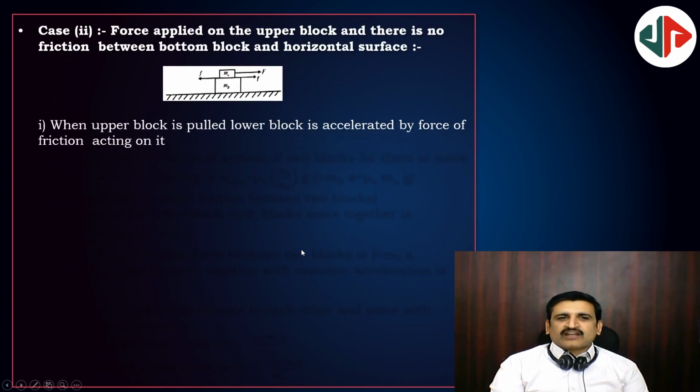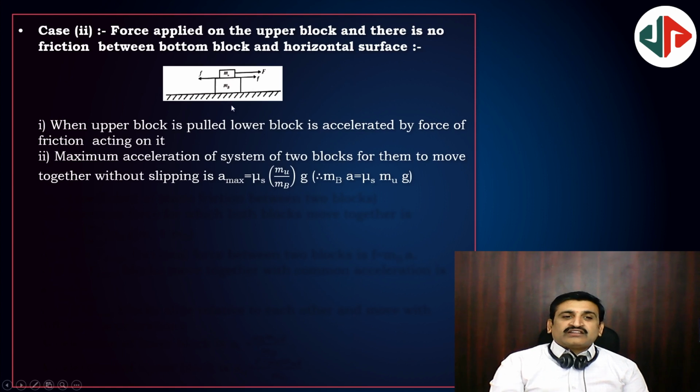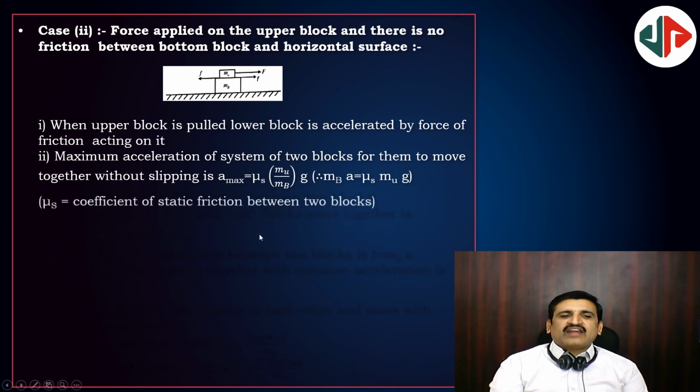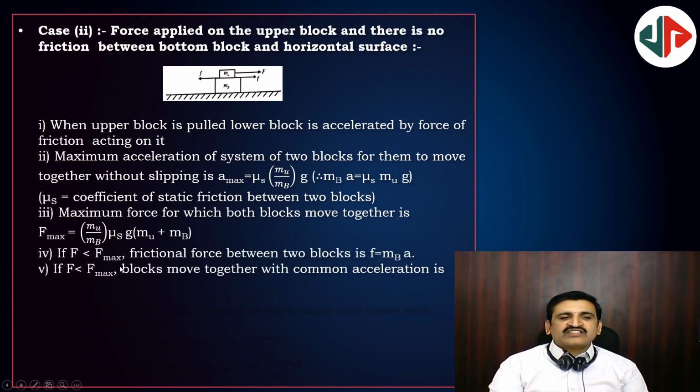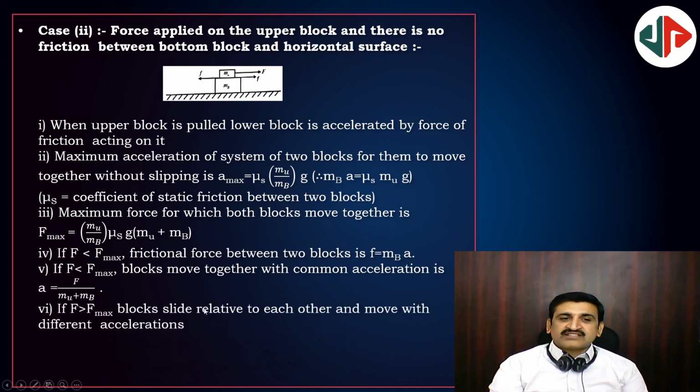Suppose force is applied on the top block. Then the lower one will get a frictional force of mu mg, and acceleration equal to mu mg by the lower mass. The lower mass is m. This is the maximum acceleration that the lower one can get. So if the upper one also has the same, then there will be a common acceleration, and the maximum applied force is this acceleration into m plus m. If you apply lesser force, both will move together. If you apply larger force, then relative motion will come. If it is lesser, both will have a common acceleration, that is, F by m plus m.